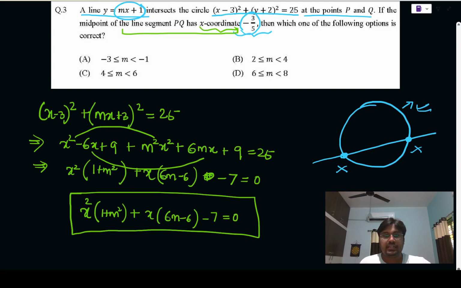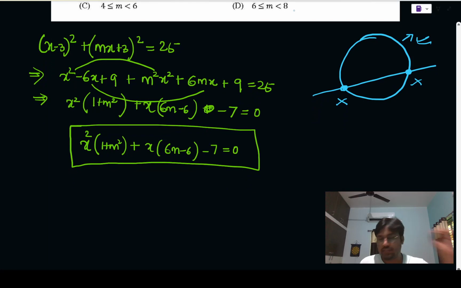So having said that, the job is fairly straightforward now, because for this quadratic equation, let's say the roots are x1, x2. We know that for a quadratic equation, the sum of the roots is minus b by a. So here b is 6m minus 6, minus b is 6 minus 6m, b upon a is 1 plus m square.